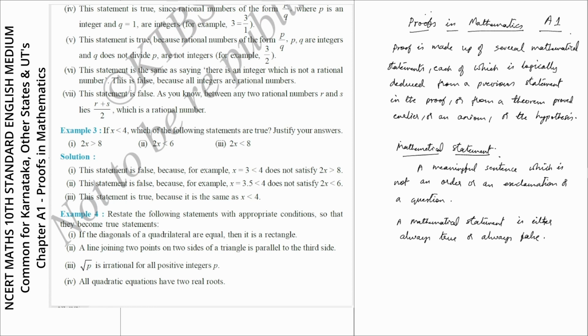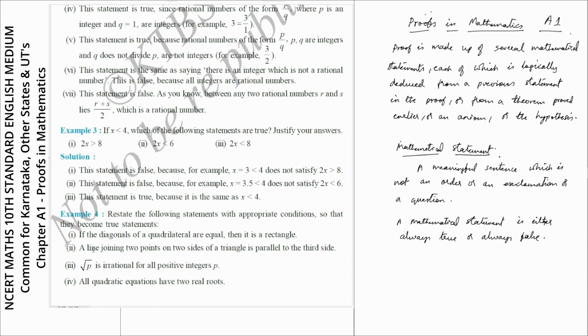Example 4. Restate the following statements with appropriate conditions so that they become true statements. If the diagonals of a quadrilateral are equal, then it is a rectangle. So a quadrilateral is a polygon formed by 4 sides, and a rectangle is also a polygon formed by 4 sides. But in a rectangle, opposite sides are parallel to one another. Even in a parallelogram, opposite sides are parallel to one another. So if we replace the word quadrilateral by parallelogram, then this sentence will be true. So we can state that if the diagonals of a parallelogram are equal, then it is a rectangle.